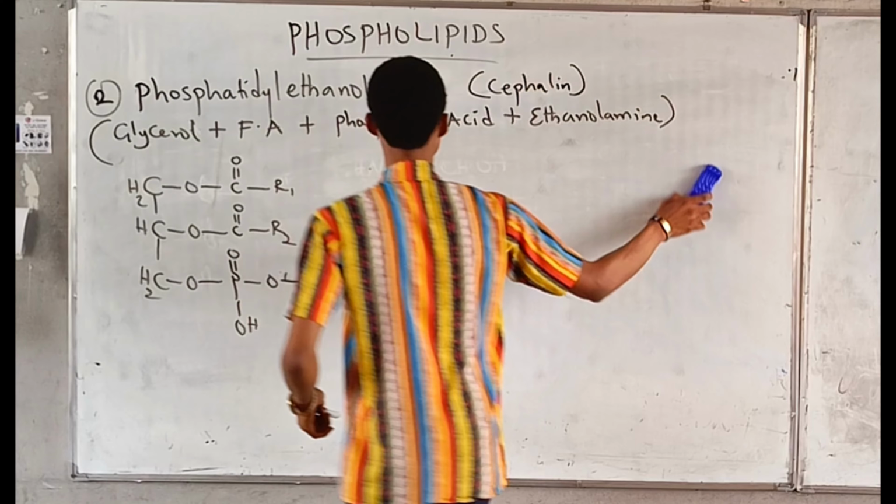This phosphoric acid attached. What I now have is what? What is this structure called? This is a glycerophospholipid, right? But this is the simplest form we can have because there's no base attached. So this structure on the board is called what? Phosphatidic acid. This is the structure of phosphatidic acid.